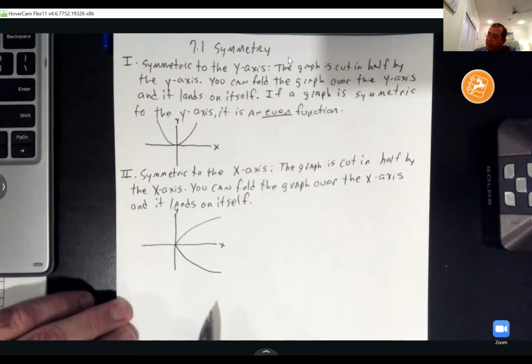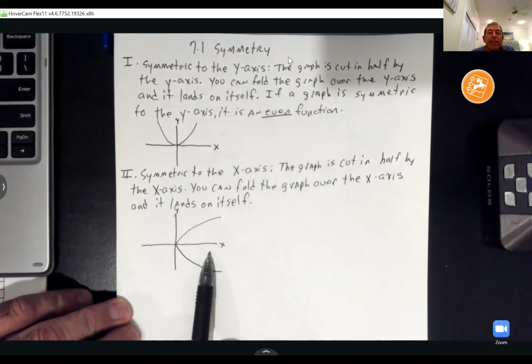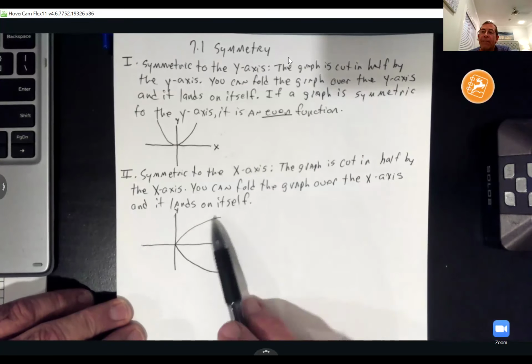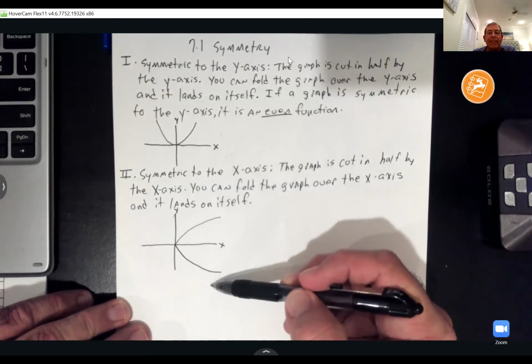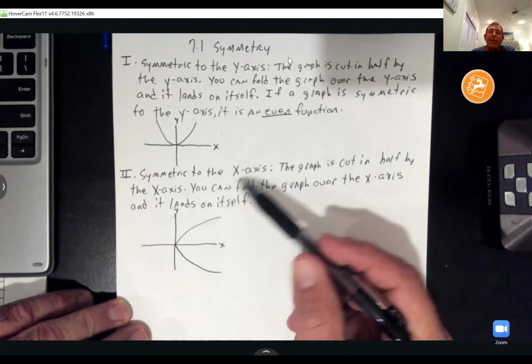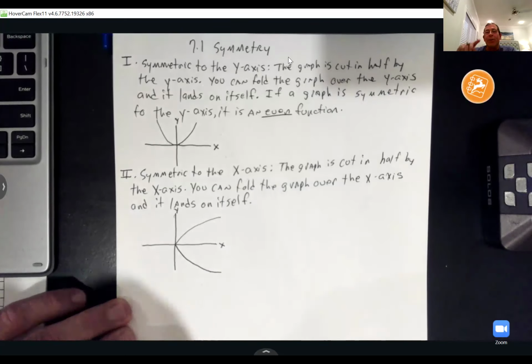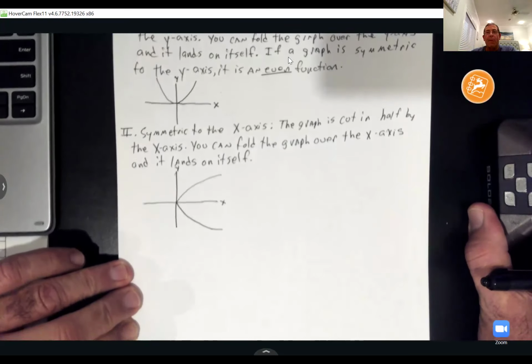Now, the earlier ones were even functions. But when they're symmetric to the x-axis like that, it's not even a function, because remember, this would fail the vertical line test. So if they're symmetric to the x-axis, remember, it's not even a function. So the third one will be what we get our odd stuff out of.